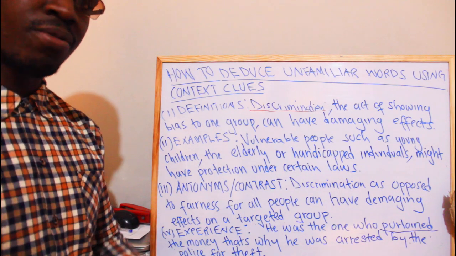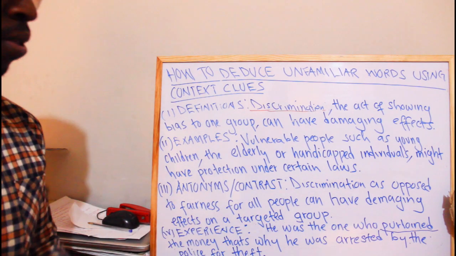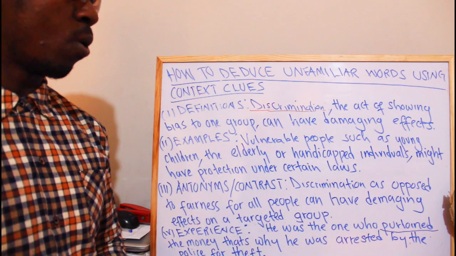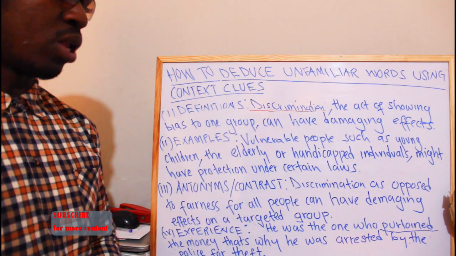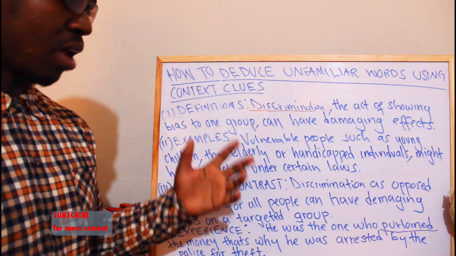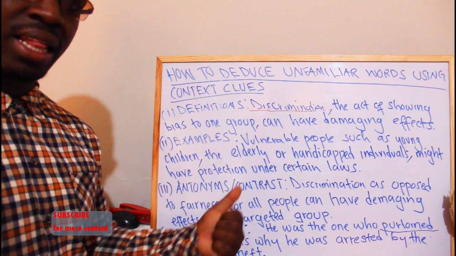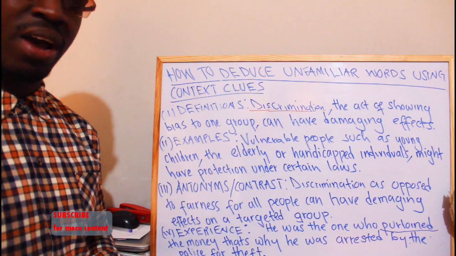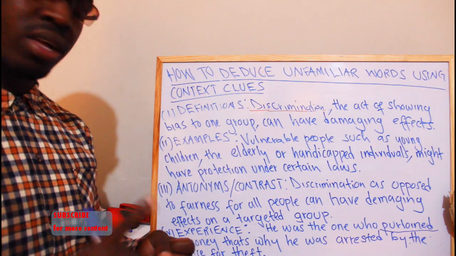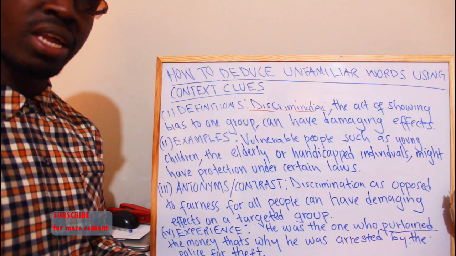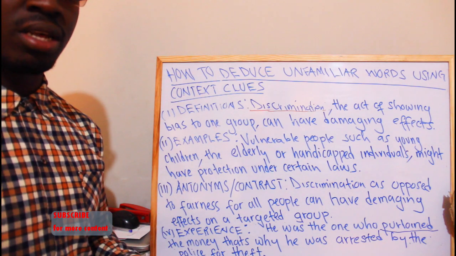Alright, this is what I had for you in this particular video. Please look out for the other video when we discuss other contextual clues other than these that we have identified: definitions, examples, antonyms, and experience.